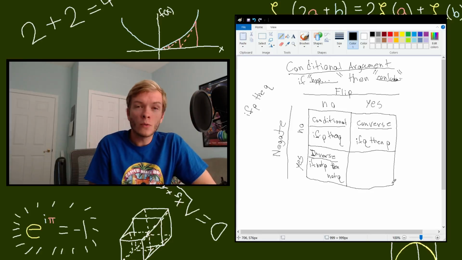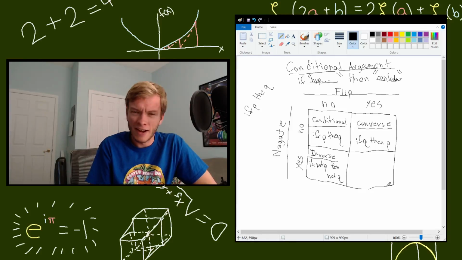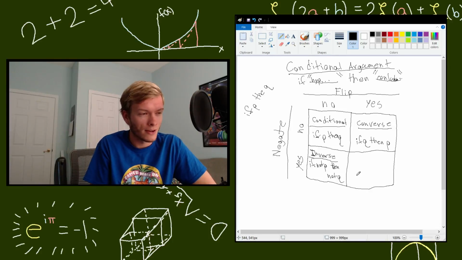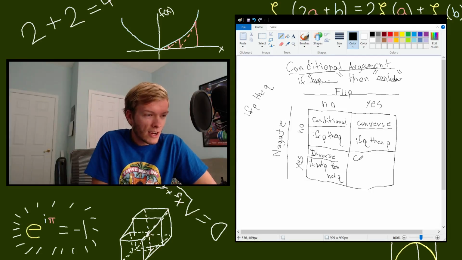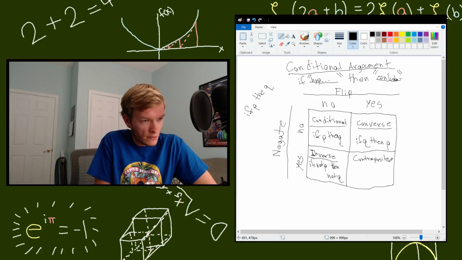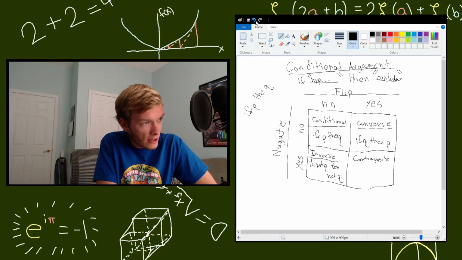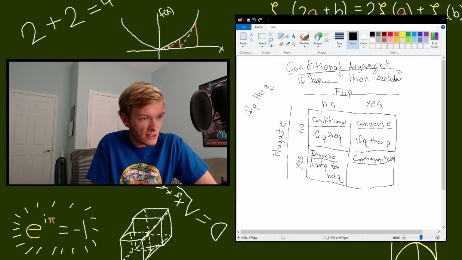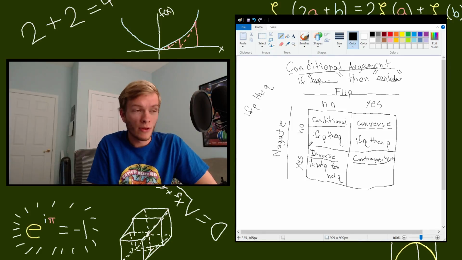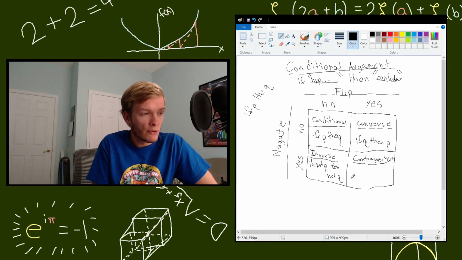And then one word that I simply love, and I don't know that I use it that often in everyday conversation, but I try to use words that I like. This word is contrapositive. The contrapositive of the original statement is to do both the flip and the negation. So if we have, if not Q, then not P.